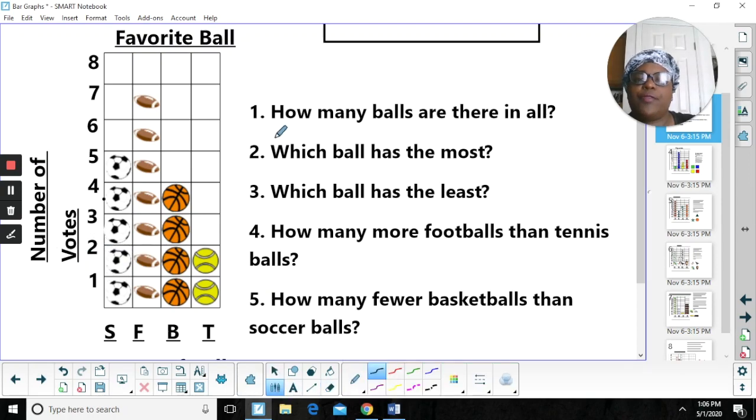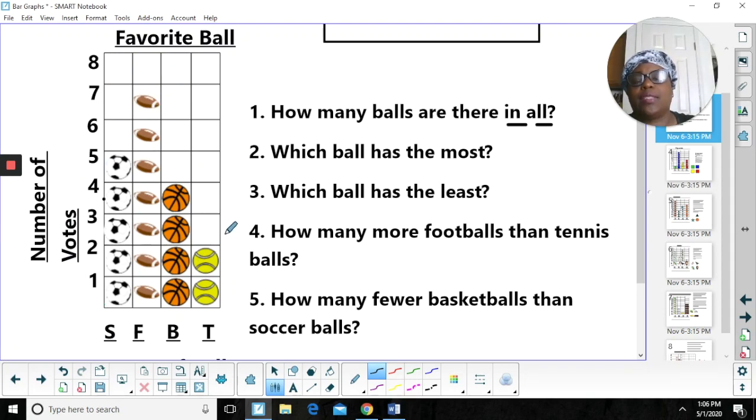Let's go to our very first question. It says, how many balls are there in all? So now we have 2 key words here. In all. Now what does in all mean? Does that mean addition or subtraction? Did you say addition? If you did, you were right. So we're going to be doing some adding. And when we count something in all, that means we have to count all of them, right?